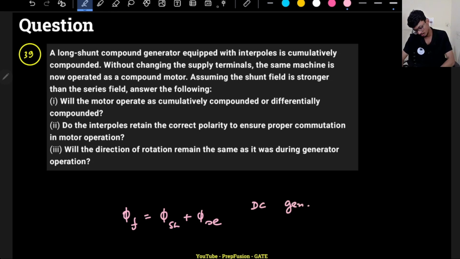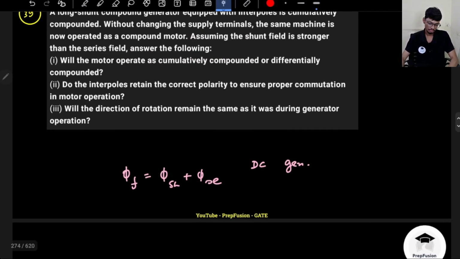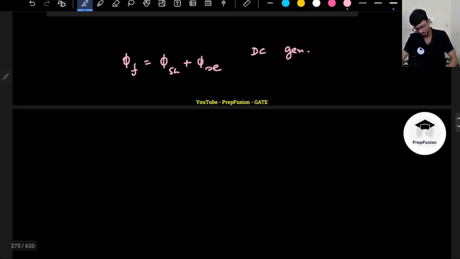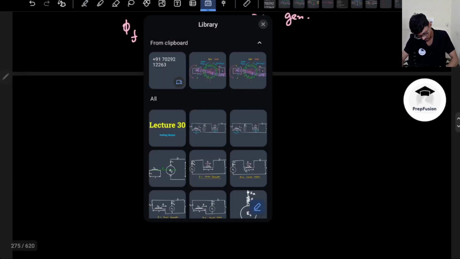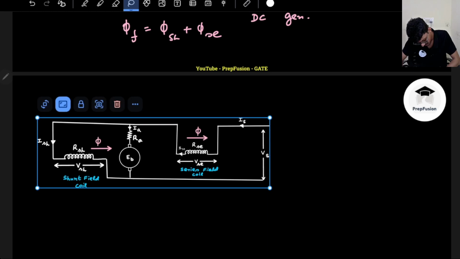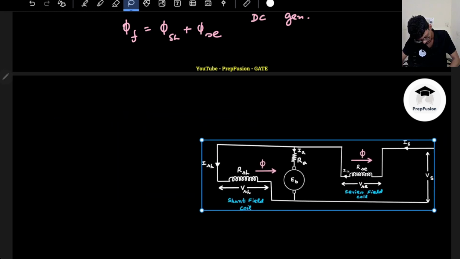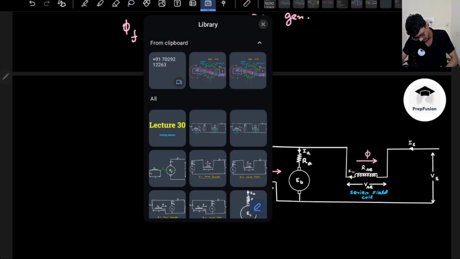Without changing the supply terminals, the same machine is now operated as a compound motor. So previously, if I draw my generator, so this is my generator, this is a motor, and this is a generator.